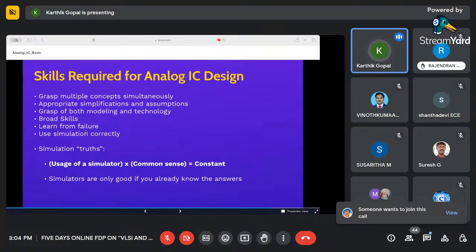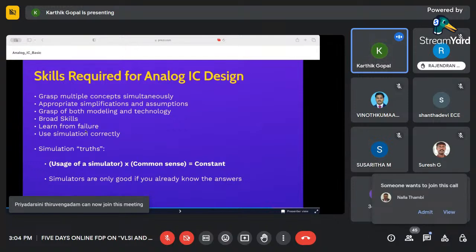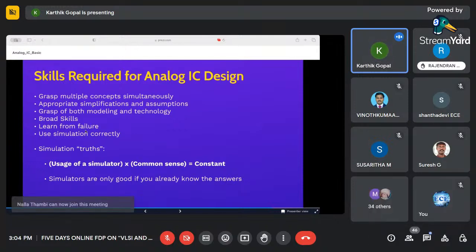And simulators are only good if you already know the answers. You need to know the answer before you start doing any kind of circuit. Otherwise, we will never be able to design one.